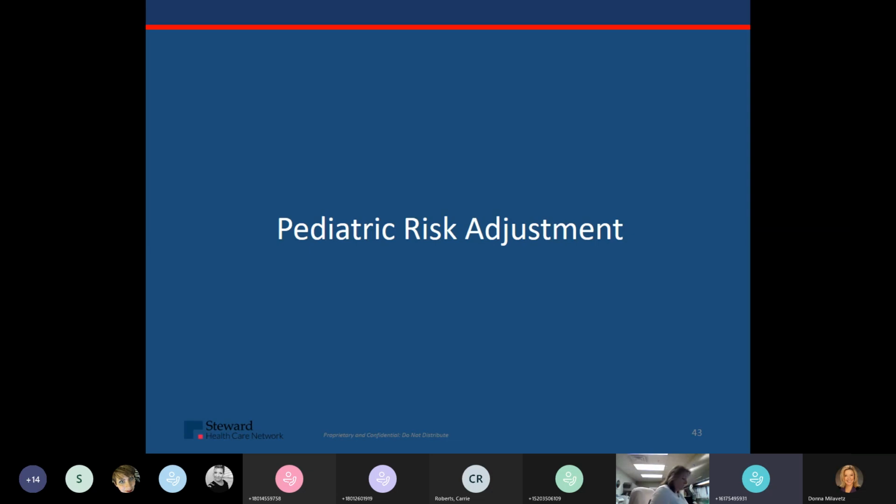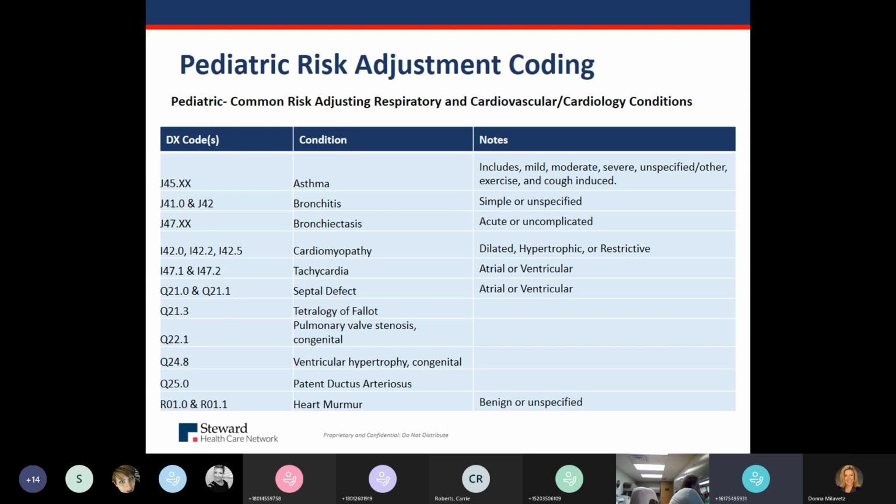So I know there's a lot of pediatric within your market. So I think I actually have 4 slides. Next slide. So these are respiratory and cardiovascular cardiology conditions that have risk value, at least within the Johns Hopkins model, and we believe within the DXCG model. Asthma is a big one, obviously, for pediatrics. And of course, trying to be as specific as possible and not just consistently using unspecified. Next slide.